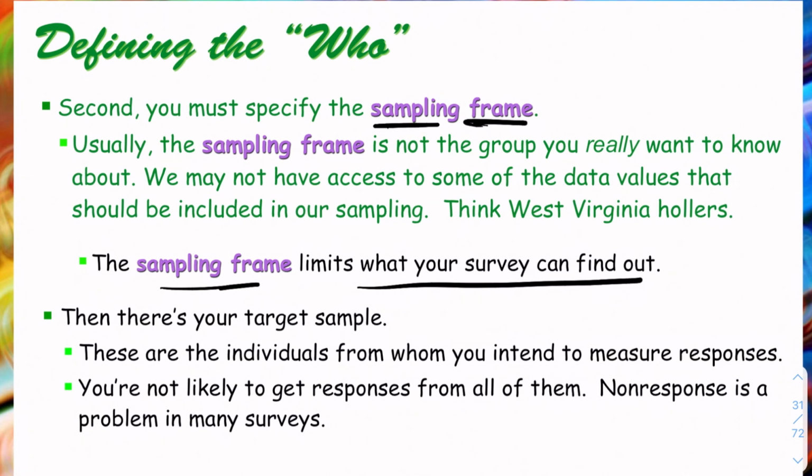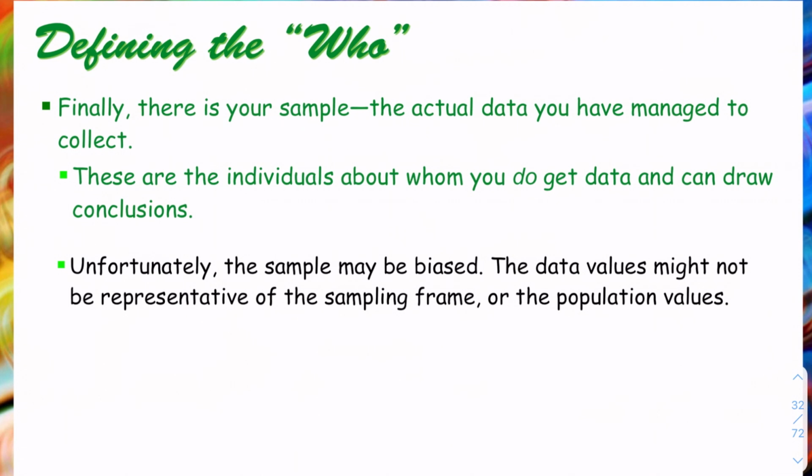These are the individuals from whom you intend to measure responses. You're not likely to get responses from all of them. Non-response is a problem in many surveys. And as we saw in that first video, if these political polling institutes are calling people on landlines and they're not answering, those non-responses are a pretty big deal. Finally, there's your sample, the actual data you managed to collect. These are the individuals about whom you do get data and can draw conclusions. Unfortunately, the sample may be biased. The data values might not be representative of the sampling frame or of the population values.